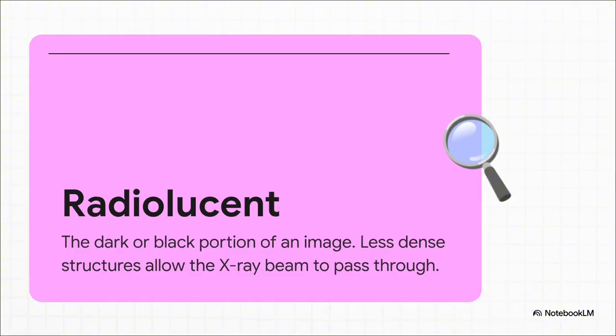So what's radiolucent? Well, think of it like an open window. X-ray beams just pass right through things that are less dense, like air spaces or the soft pulp that's deep inside your tooth. This is also exactly why a cavity shows up as a dark spot. The decay literally eats away at the tooth, making it less dense. So more beams hit the sensor and turn that part of the image dark.